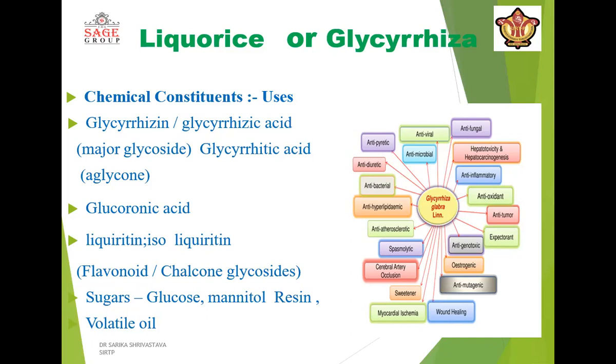The uses of licorice are antipyretic and antidiuretic. It is also used as an antibacterial, antihyperlipidemic, anti-atherosclerotic, spasmolytic, in cerebral artery occlusions, as a sweetener, in myocardial ischemia, and as an antifungal. It is also used in hepatotoxicity, as an anti-inflammatory, antioxidant, anti-tumor, expectorant, anti-genotoxic, osteogenic, anti-mutagenic, and in the wound healing process.